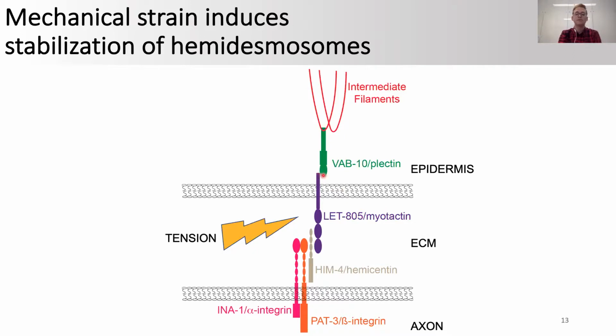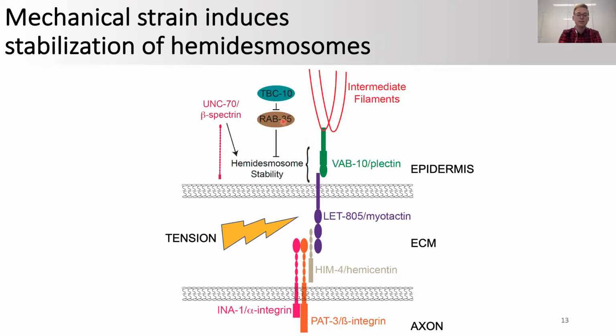And I didn't have time to show you all the data today, but we determined that not only were TBC10 and RAB35 acting to regulate this hemidesmosome stability in response to strain, but spectrin was also functioning non-cell autonomously, very surprisingly, within the skin in synergy and in parallel with this TBC10 pathway, such that when both of them were affected, we saw a complete absence of these attachment sites after movement.